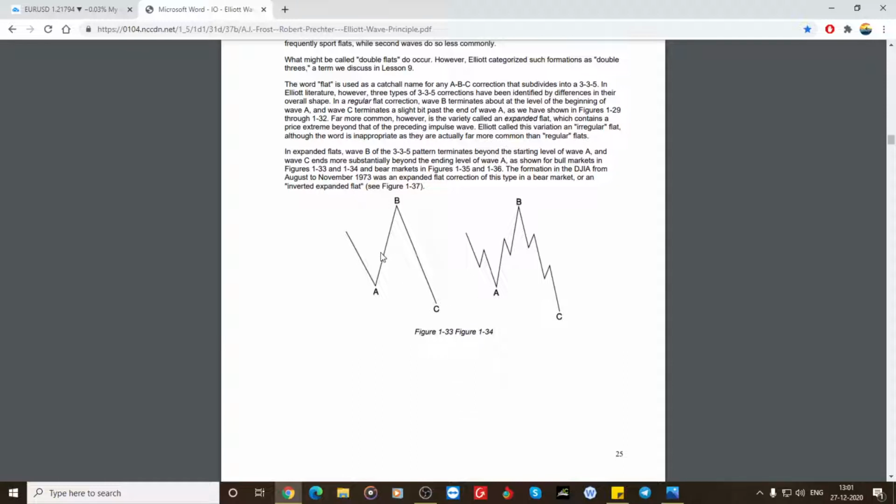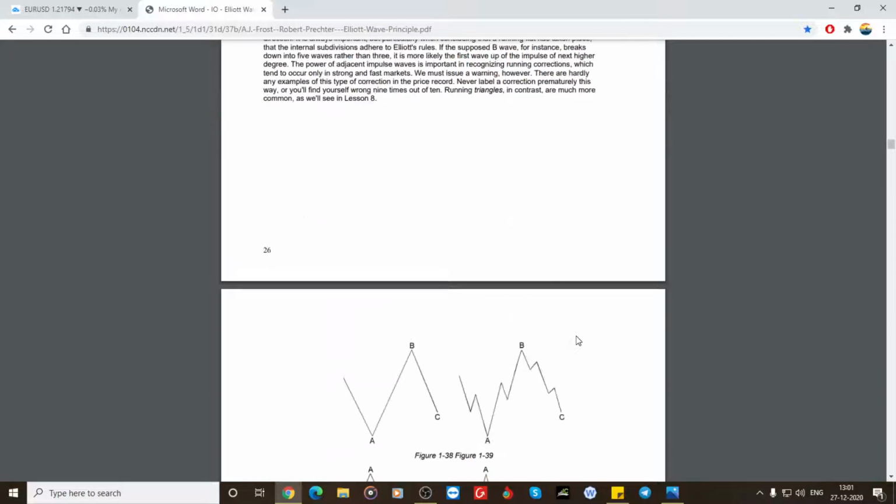That means the B wave can go above the wave A start, and the C wave has to end below the B wave start, that means the A wave end. So this is the model: A, B, C is a 3-wave, the B is also 3 waves, and the C is 5 waves. Sometimes if it happens in 3 waves, we have to label it as W, X, Y. I explained that. So let's move on to the running flat.